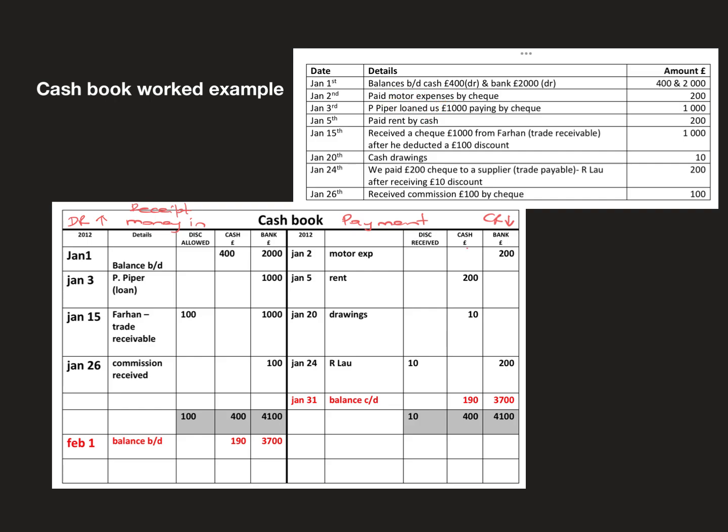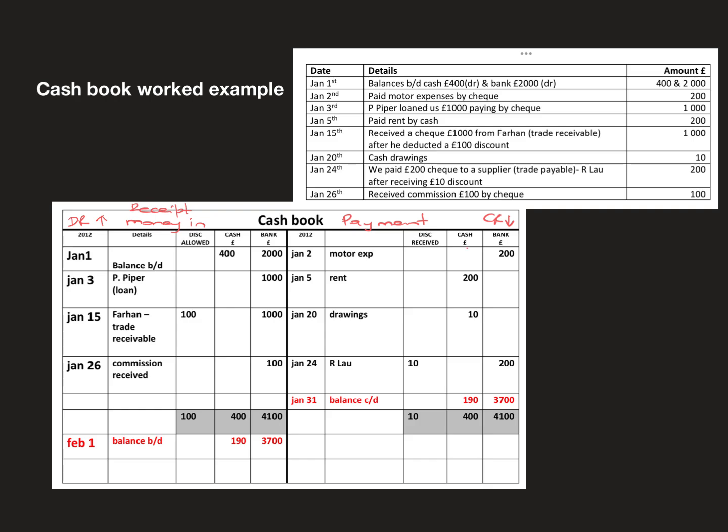So the cash book only holds one half of the double entry. And it says you're making payment by check, so this will affect the bank column. As it is a payment, it will be recorded on the payment side. If you look here, you can see the entry, January 2, motor expense, and you can see the amount, which is 200.